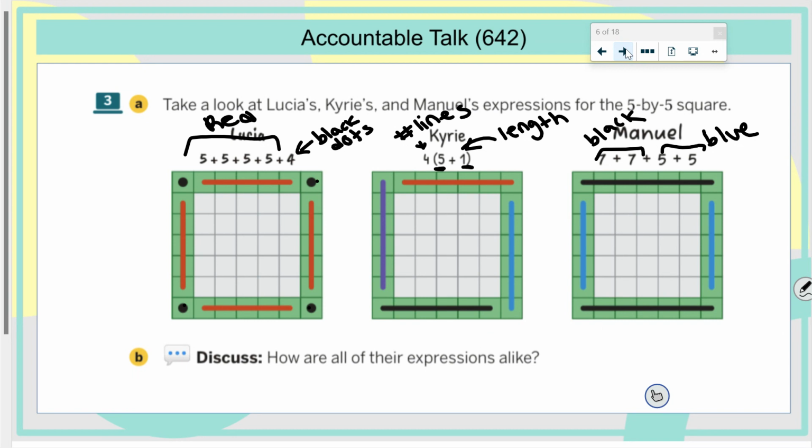If you do 5 plus 5 plus 5 plus 5 plus 4, that equals 20. Sorry, 24. 5 plus 1 is 6, times 4 is also 24. 7 and 7 is 14, plus 10, 5 and 5 is 10, also equals 24. So all of those expressions count out the number of tiles, and they all equal 24. In other words, they are all equivalent, meaning they have the same value. All right, let's keep moving along. So equivalent expressions look different, but have the same value.